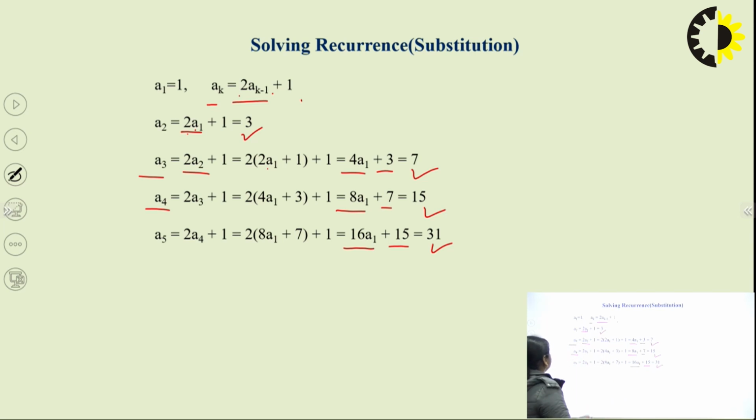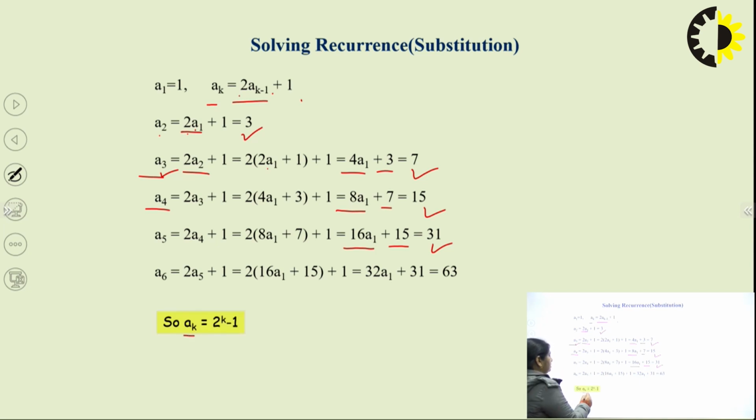What is the pattern? If it is A2, it is 3, which means 2 squared minus 1. If it is A3, I am getting 7, which means 2 to the power 3 minus 1. For A4, I am getting 15. So, what pattern am I getting? I am getting a pattern of Ak is equal to 2 to the power k minus 1.